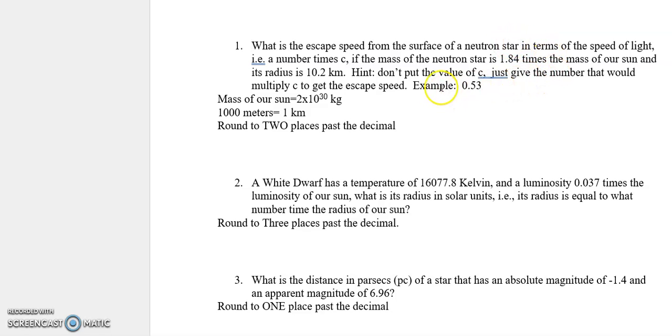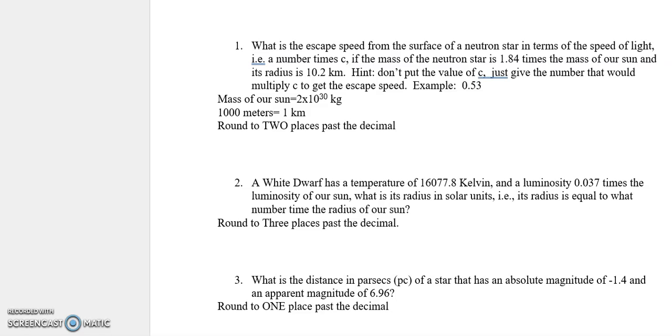It says, hint: don't put the value of c, just give the number that would multiply c to get the escape velocity. So we're going to get some number. It's going to be a fraction of c. I'm going to show you how to do that.